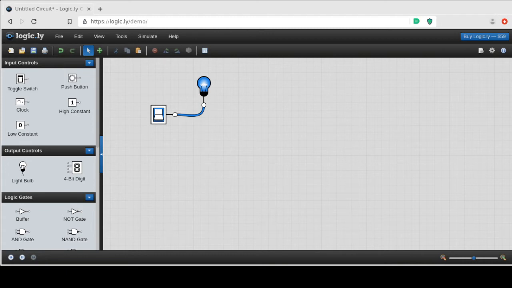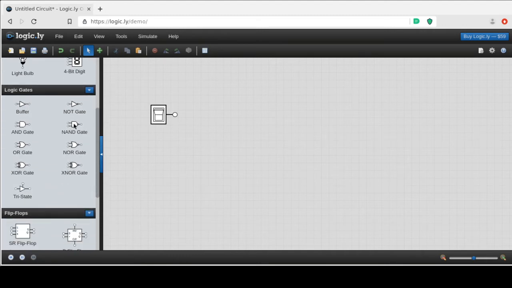So basically, there we go. This is kind of an on-off switch. This is exactly how your switches work in your house. Off, on, off, on. Notice when the switch is on, it's got this blue around the outside, and the light bulb is blue, that's on. And when the switch is off, it's got a white border and the light bulb is off.